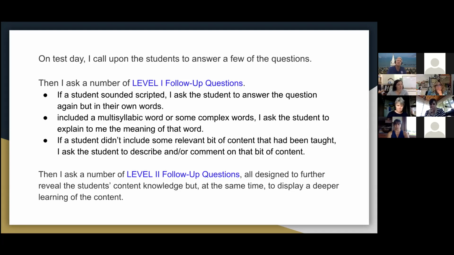Follow-up question, level 1. If they didn't include some relevant bit of information, I will ask them, hey, we covered this in class, but you didn't mention it. Why don't you explain that to me? What do you think that is? And then depending on how well they do and how well they're able to handle that situation, I may kick it up to level 2 kinds of questions, all designed to further reveal the student's content knowledge, but at the same time to display a deeper learning.